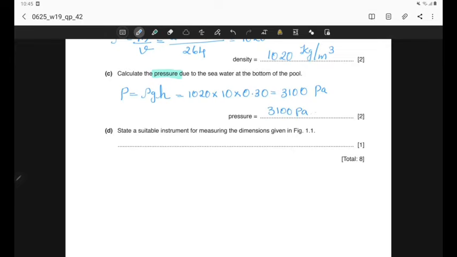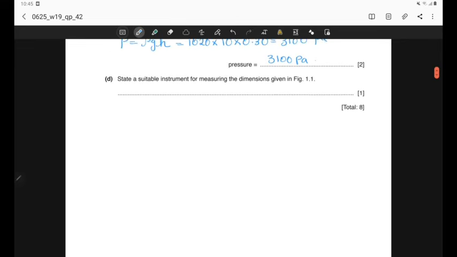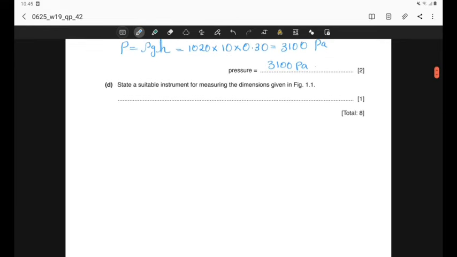This answer is in 2 SF, as they didn't mention to write the answer in 2 SF. Sorry, 3 SF. So we can write the answer in 2 SF.